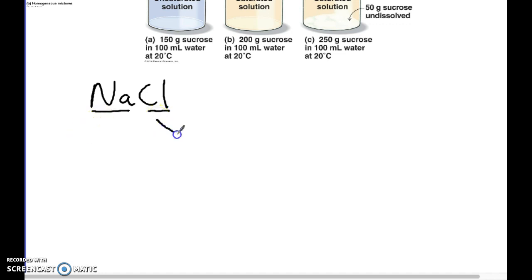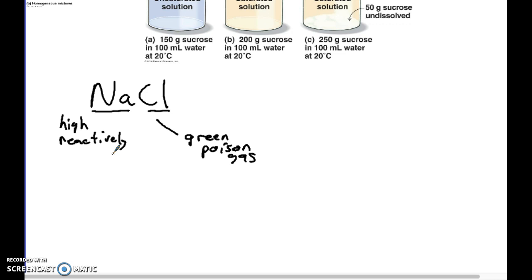Chlorine, for example, is a green, poisonous gas. Sodium is a highly reactive metal. If you put it into water, it blows up, basically. And yet, if you put them together, they make table salt, which we put on food to make it taste better. Sodium chloride has completely different properties than either sodium or chlorine by itself.